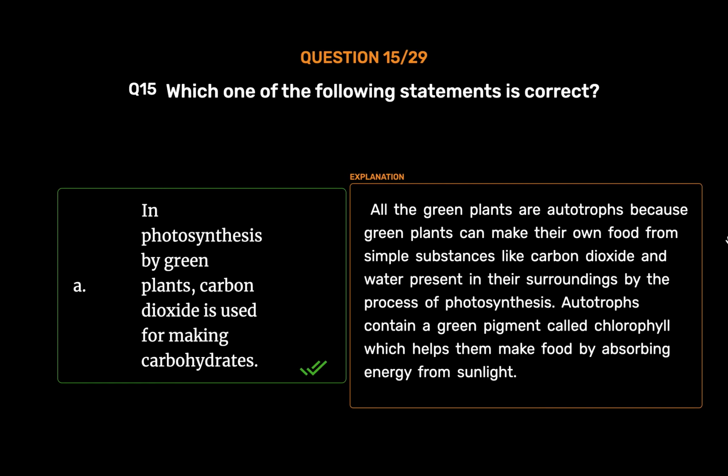Autotrophs contain a green pigment called chlorophyll which helps them make food by absorbing energy from sunlight.